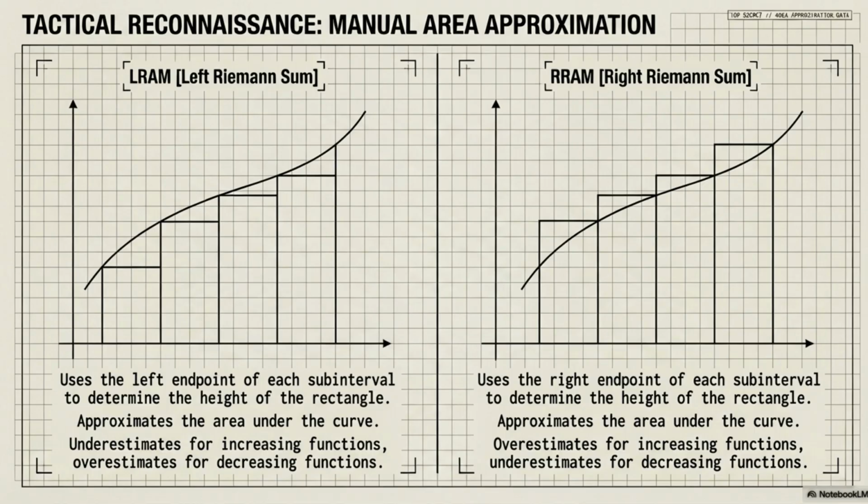We begin with tactical reconnaissance, manual area approximation. When exact area formulas fail, we approximate using Riemann sums, building rectangles under the curve. A left Riemann sum uses the left endpoint of each subinterval to dictate the rectangle's height. A right Riemann sum uses the right endpoint.